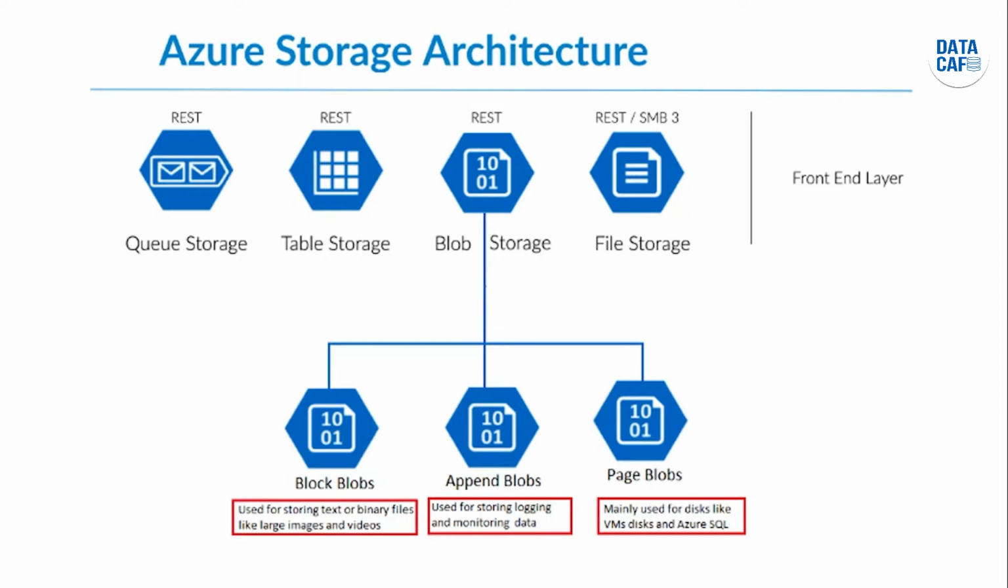The last blob type is page blobs. A page blob consists of pages. A page is 512 bytes and the blob can be up to 1 TB in size. This is typically used for fast read and write operations.